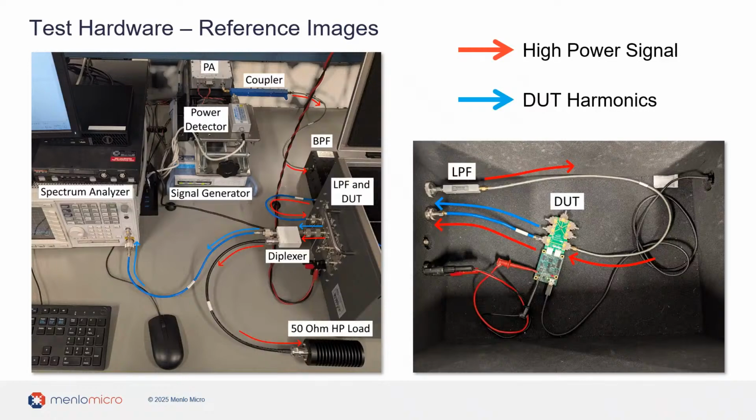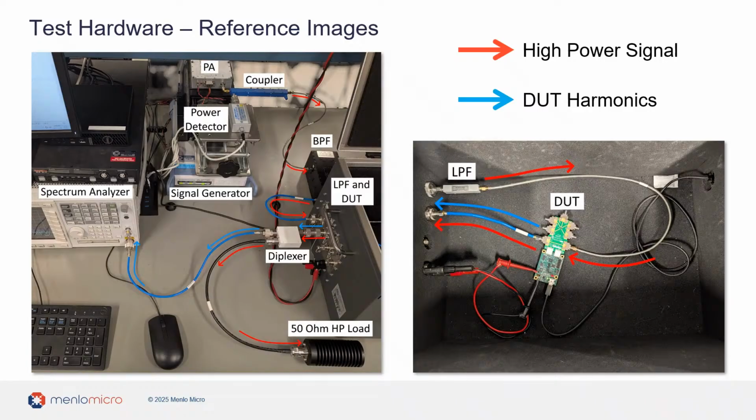The output coupler is connected to the bandpass filter in order to filter out the harmonics of the PA, and then that bandpass filter, after passing through the RF shielding box, is connected to a low-pass filter to add further isolation to the PA harmonic tones. The output of that low-pass filter then connects to the input of our device under test. Here, that device under test is the calibration line of our evaluation board.